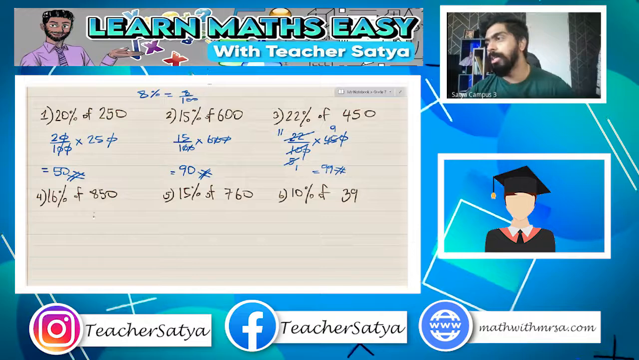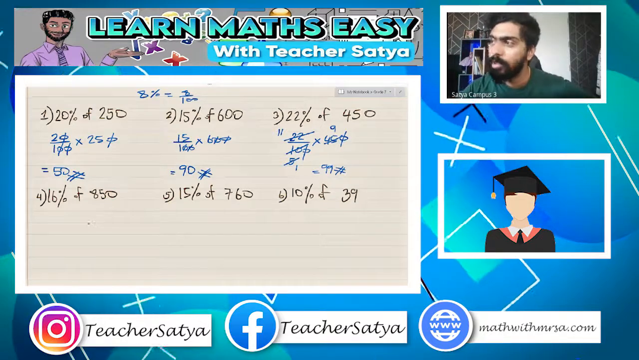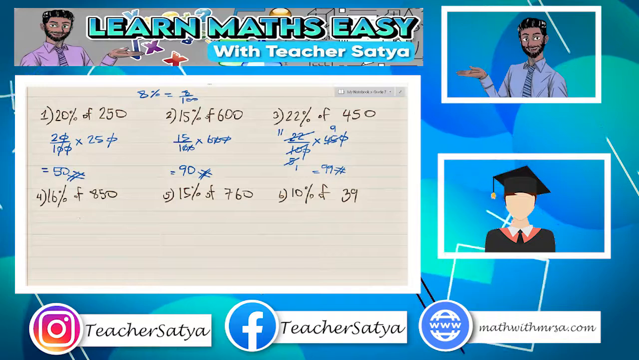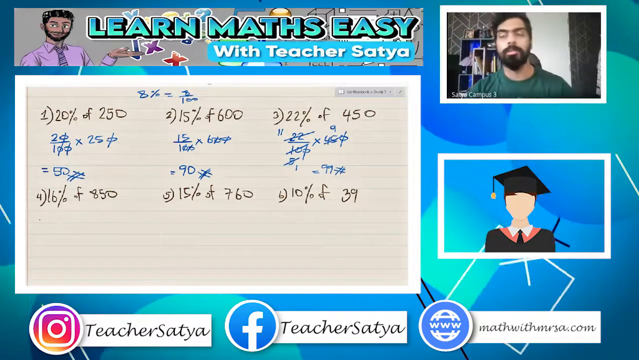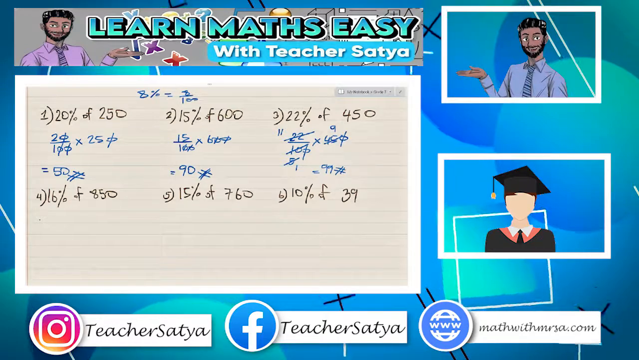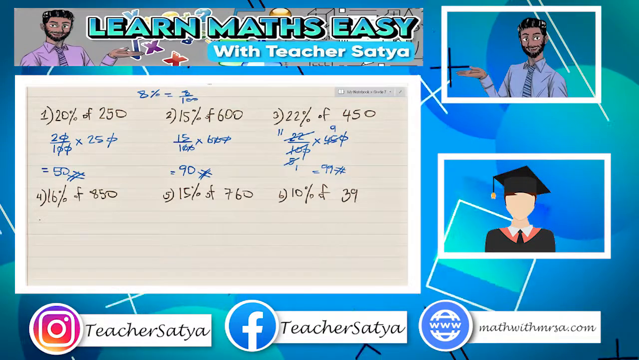Next one, let me ask Toby. What method do you want to use? Decimal or fraction? I always use fraction. Yeah, fraction is way easier, right?